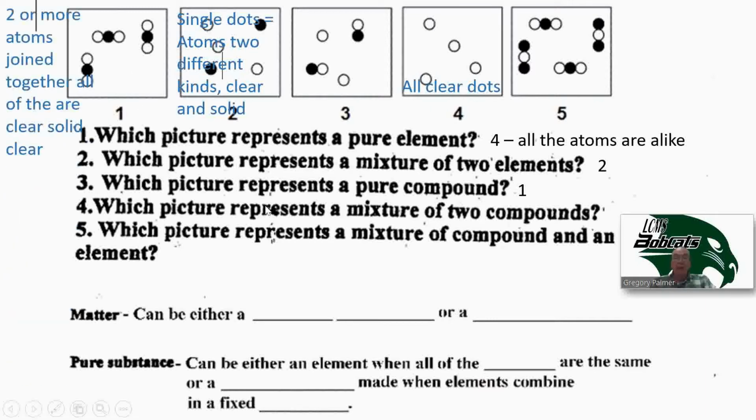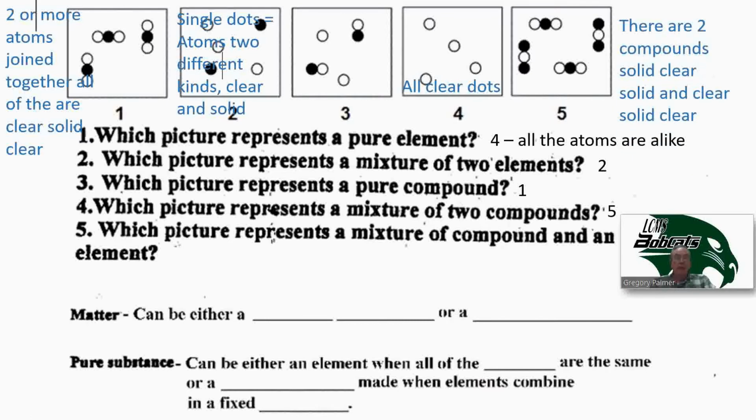It says, which picture represents a mixture of two compounds? Number 5 shows the compound clear, dark, clear, and dark, clear, dark. The last question says, which picture represents a mixture of a compound and an element? Here we have the single atom, this clear, that element, and then we have this compound with a clear and a dark. So it's number 3. Okay. And then you should look over your notes for a review at the bottom of this page.